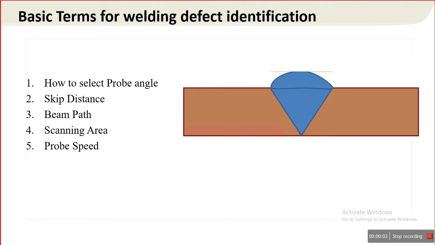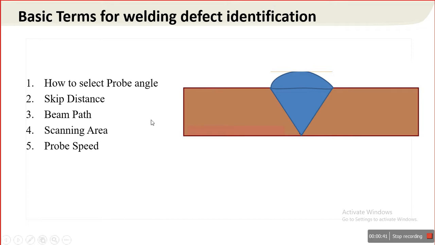So in this lecture we are going to discuss the basic terms of welding defect identification, how to check welding. In this welding defect inspection or identification, we will see these 5 points: how to select the probe angle, skip distance, that is full skip distance and half skip distance, beam path, then scanning area and probe speed, scanning speed.